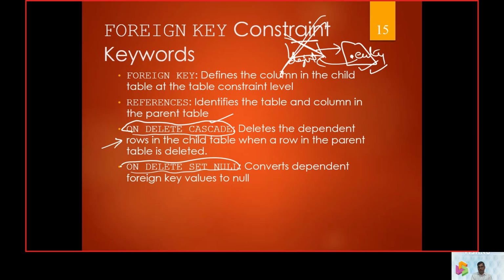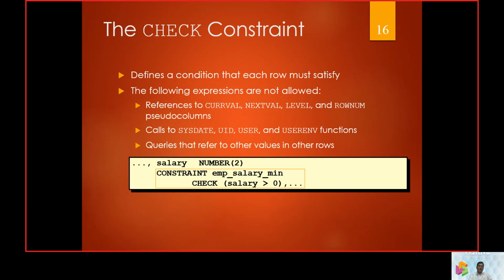Similarly, at this point of time, we are going to set null. We are going to give a value of null, which converts the dependent foreign key values to null. So if I don't want to remove an entry permanently, then we use this null value so that it keeps the record, but inside it, the values are set to null.